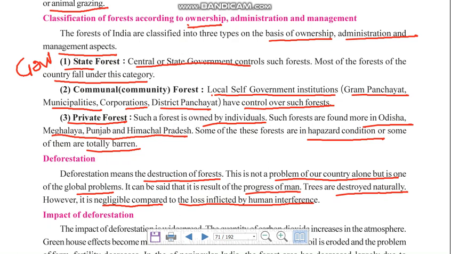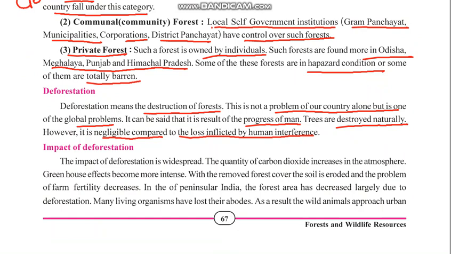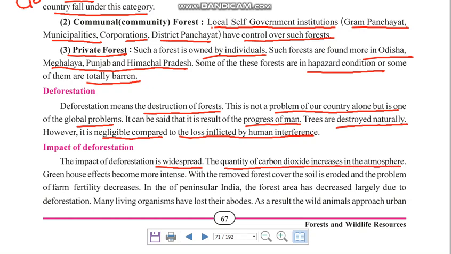Next is the impact of deforestation. What is the impact of deforestation that we are going to see in this topic? The impact of deforestation is very widespread. The first is that the quantity of carbon dioxide increases in the atmosphere.